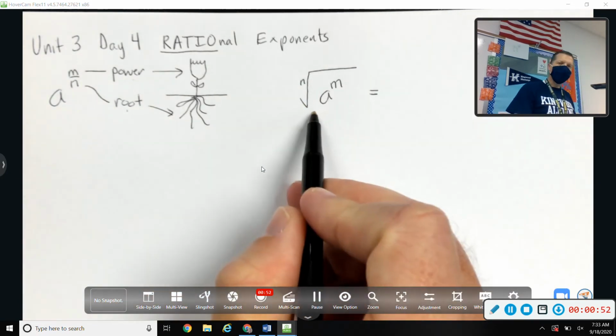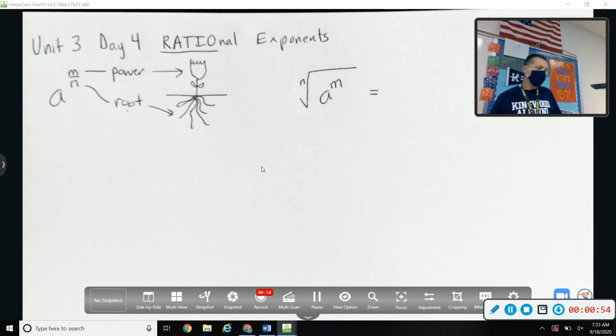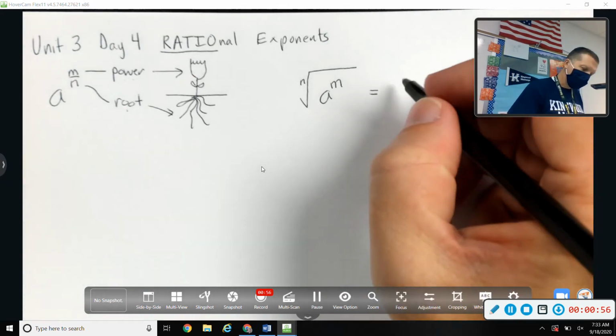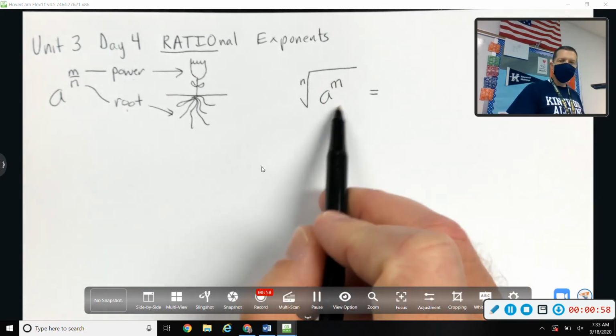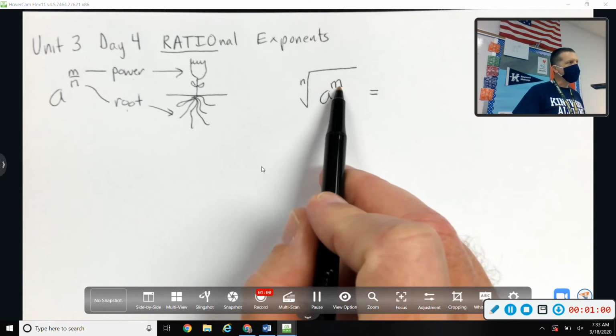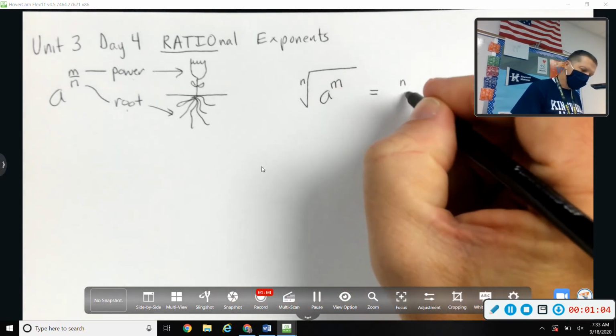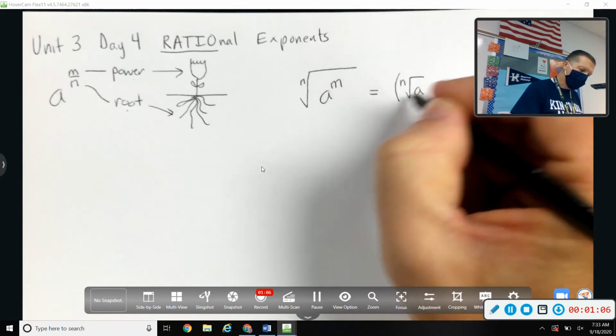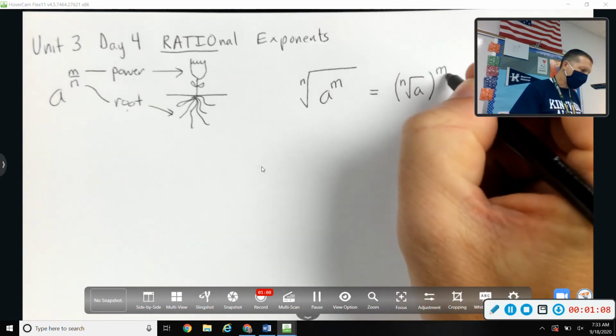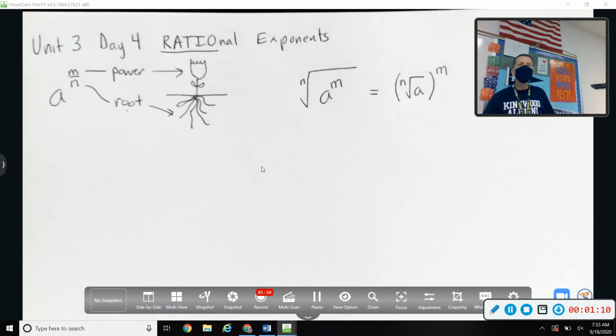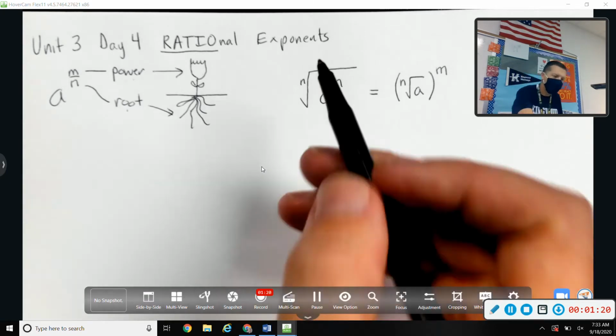Another way to write this doesn't look very different, but it's very different when it comes to evaluating these. For the first one we wrote, you would do the m power first and then do the root. But you could write this a different way and do the root first and then the power. Those are the same thing though, because they're both exponents. So order of operations wouldn't matter. They're both exponents, so you can do the root or the power.